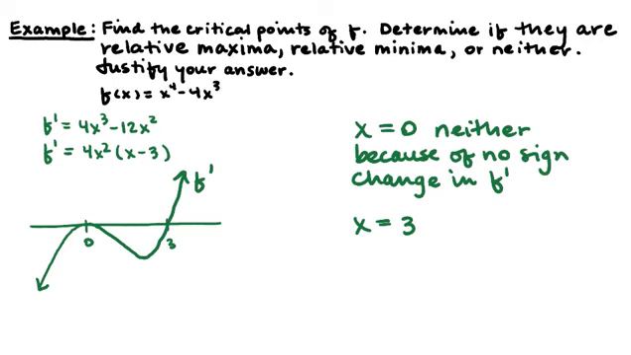All right, then what are we seeing at x equals 3? A relative maximum, relative minimum, neither? Yes, a minimum. Relative minimum. Okay.